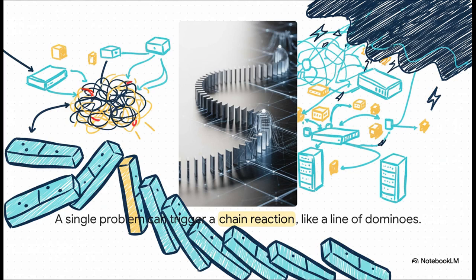See, the internet isn't just one big thing. It's a huge collection of services that all rely on each other. So when one of those services, one of those dominoes, topples over, it can trigger what's known as a cascading failure. And for the engineers trying to keep everything online, that is the ultimate nightmare scenario.